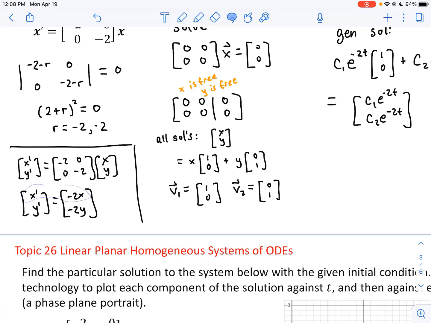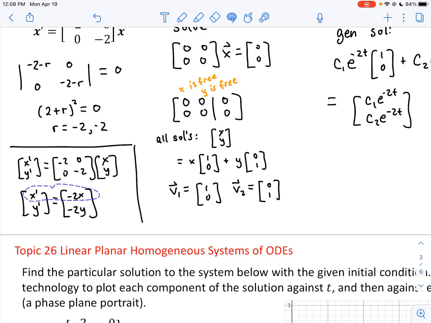And when you equate these components, the first one is just a very basic differential equation in terms of x and only involving x. So it's independent from the second equation. The second equation is y prime equals negative 2y. And now the solution to x prime equals negative 2x is a constant times e to the negative 2t. So exactly what we get right there. And then the solution of y prime equals negative 2y is the same thing. It's a constant times e to the negative 2t.